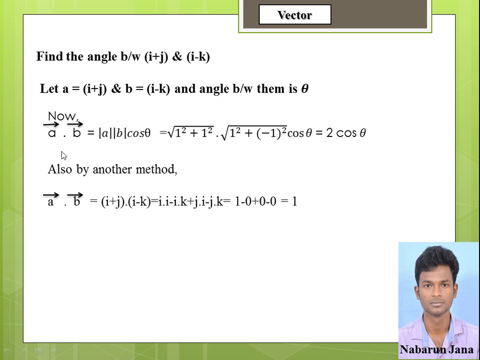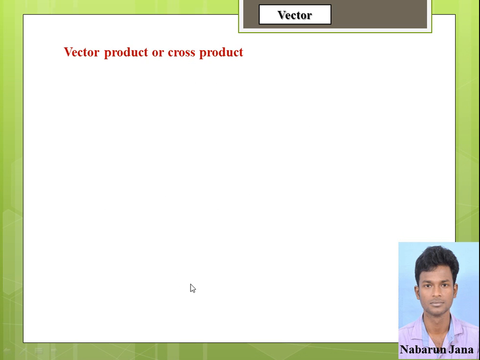So by two methods you are getting two different values, but both of them represent a dot b, so they are equal. So from this you can get 2 cos theta equal to 1, and from here you can get theta equal to 60 degrees.